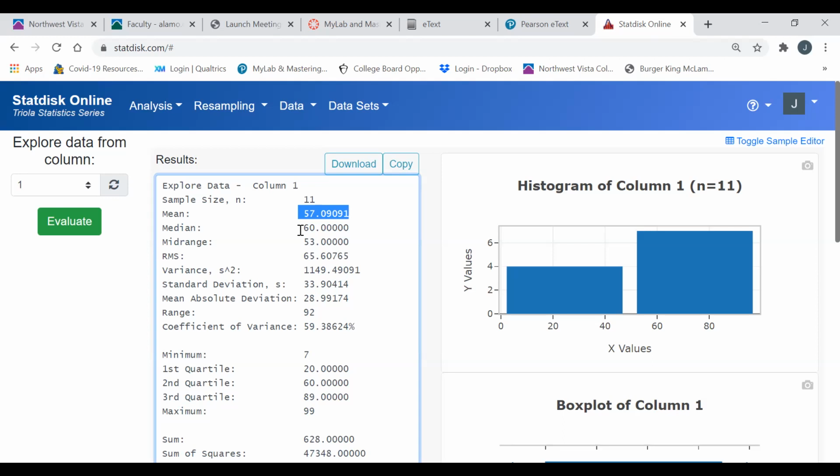Okay, so mid-range. What is our mid-range? I have to have one digit behind the decimal, 53.0. Range, 92.0. Standard deviation, 33.9. Variance, 1,149.5.